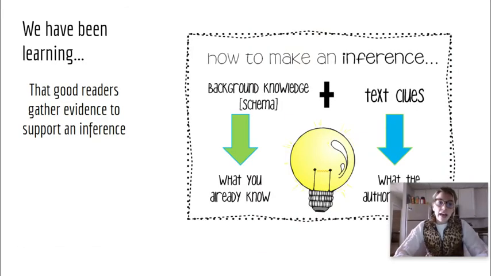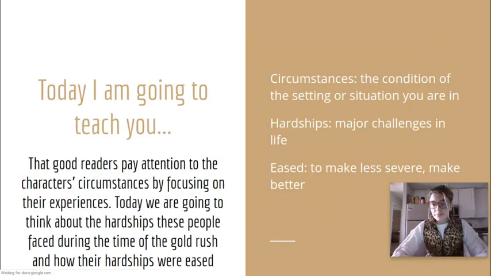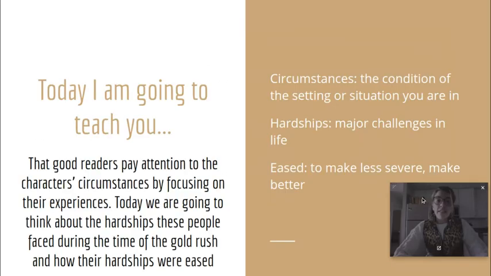We've been learning that good readers gather evidence to support an inference. And remember, an inference is when you take background knowledge, also known as your schema, and evidence from the text, to come up with your own thinking. Today I'm going to teach you that good readers pay attention to the characters' circumstances by focusing on their experiences. So we're going to be looking at the characters' experiences in the book, and we're going to be reading chapter 1 today.